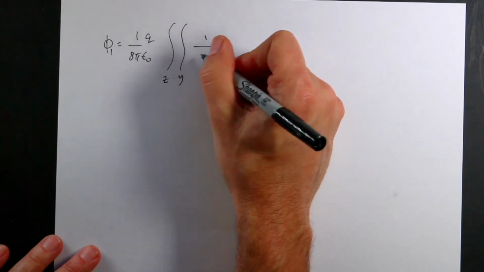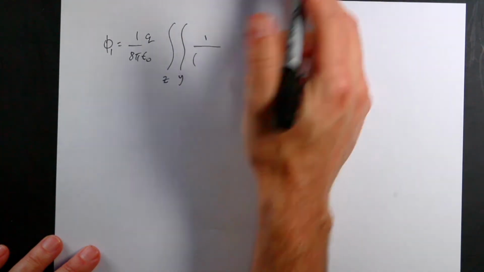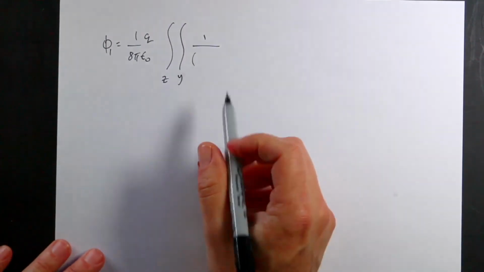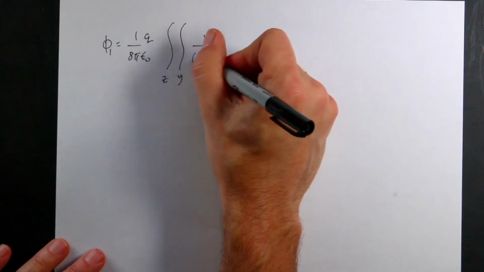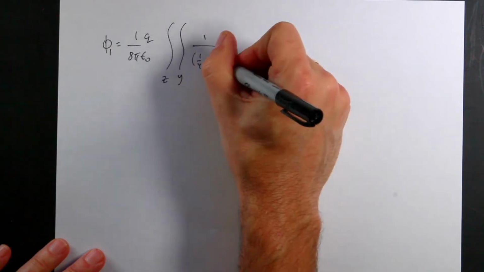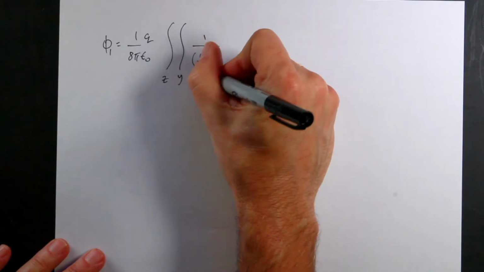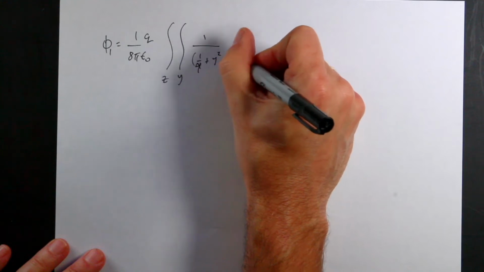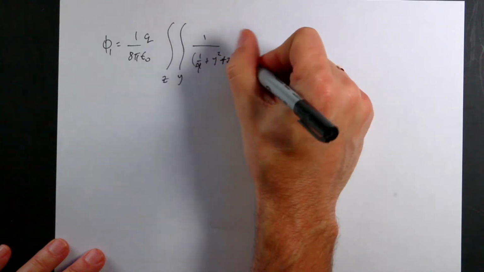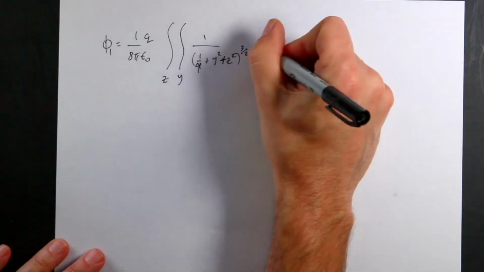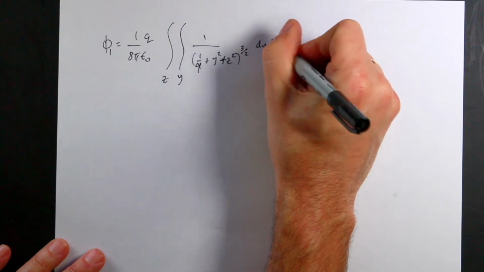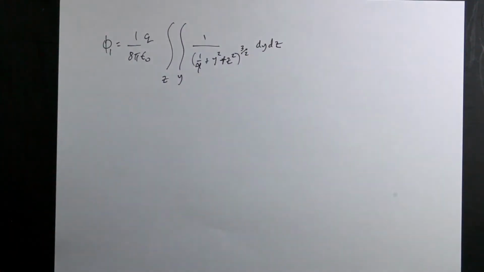1 over, I'm pointing at that, you can't see it. It's x is 1/2, so it's 1/2 squared, so I get 1/4, plus y squared, plus z squared, to the 3 halves, dy dz. So that's what I need to integrate.